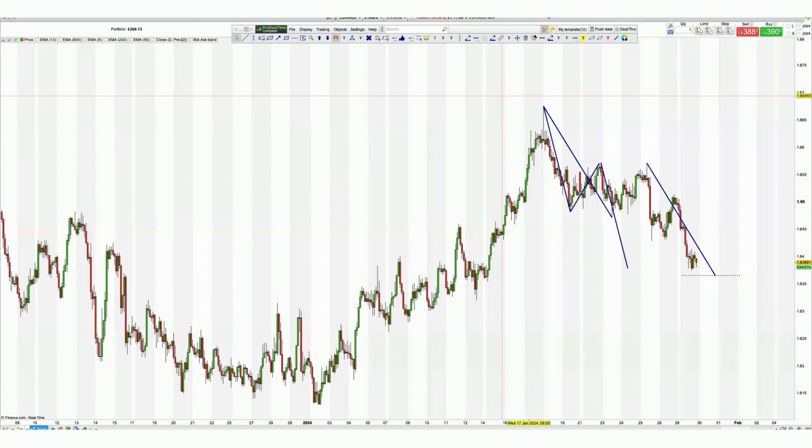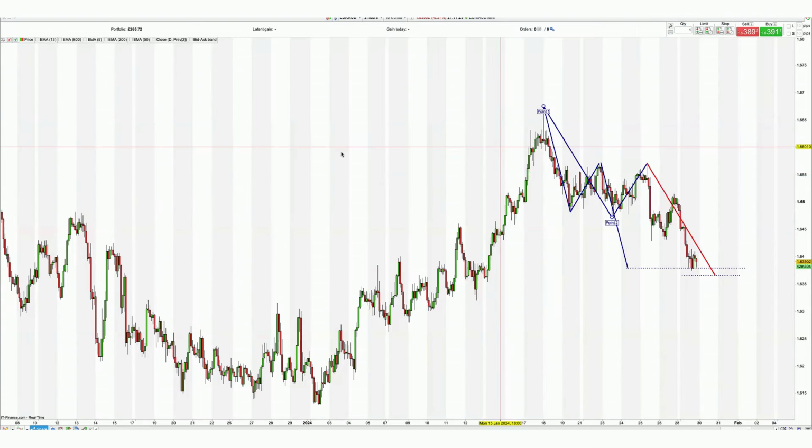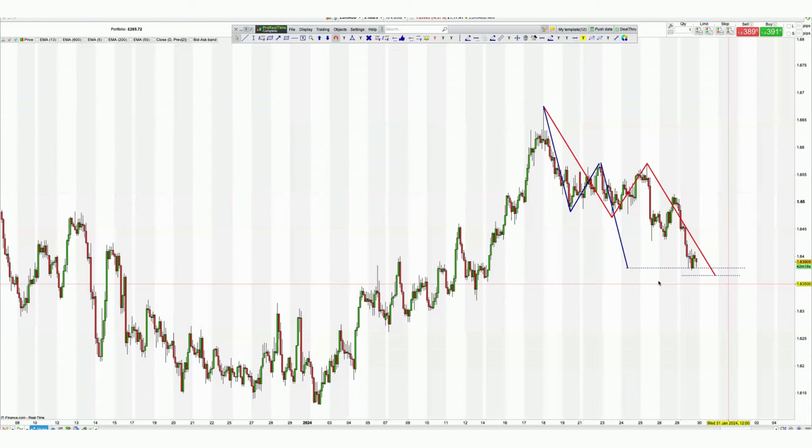Ultimately, price is coming down here, and at the minute we're reacting off this first ABCD. So let me just change the color of this one so it's not too confusing. Bear with me. So there we are. We've got the red ABCD and a blue ABCD. So that's two ABCDs pointing to the same sort of region around here.